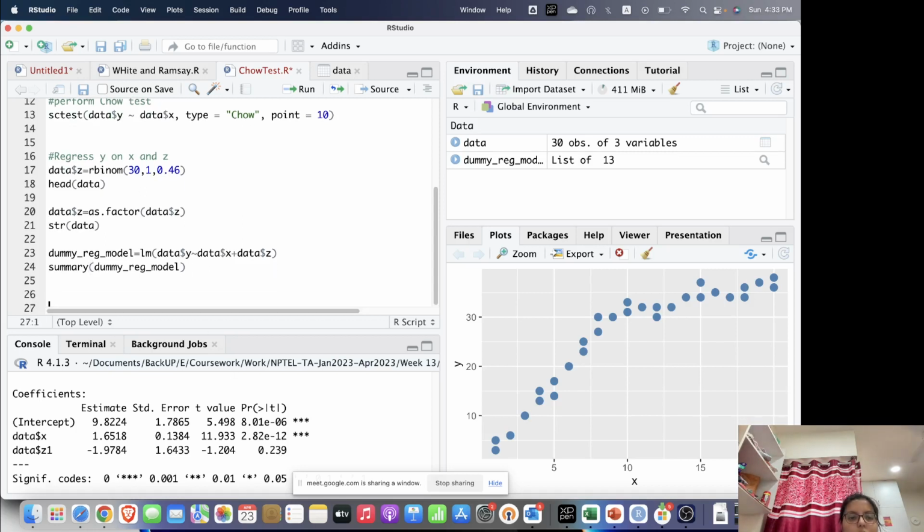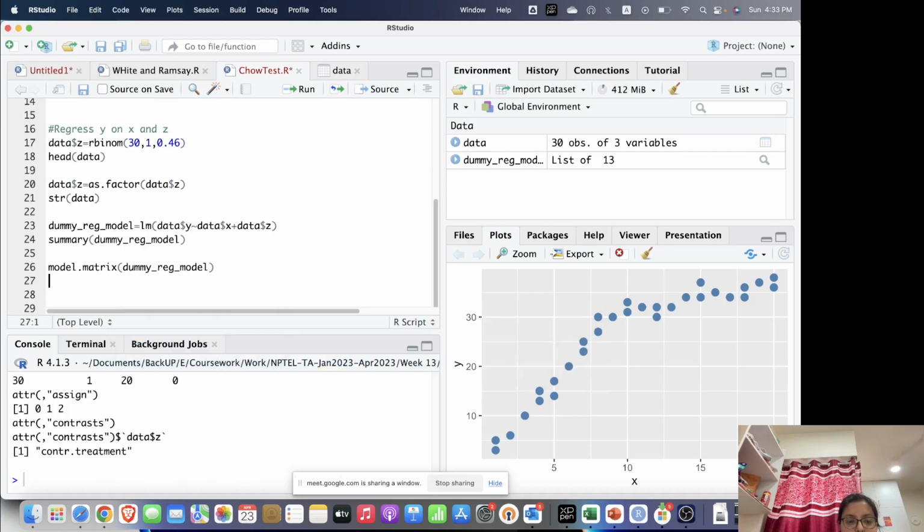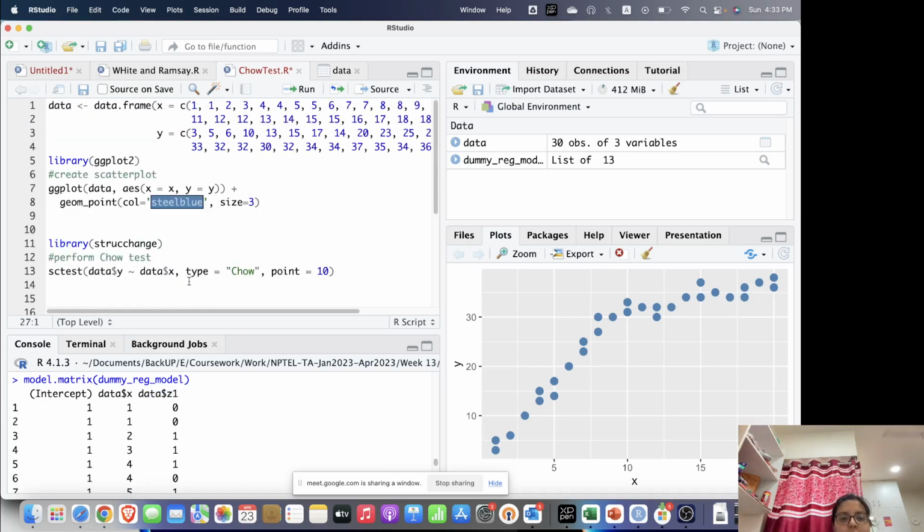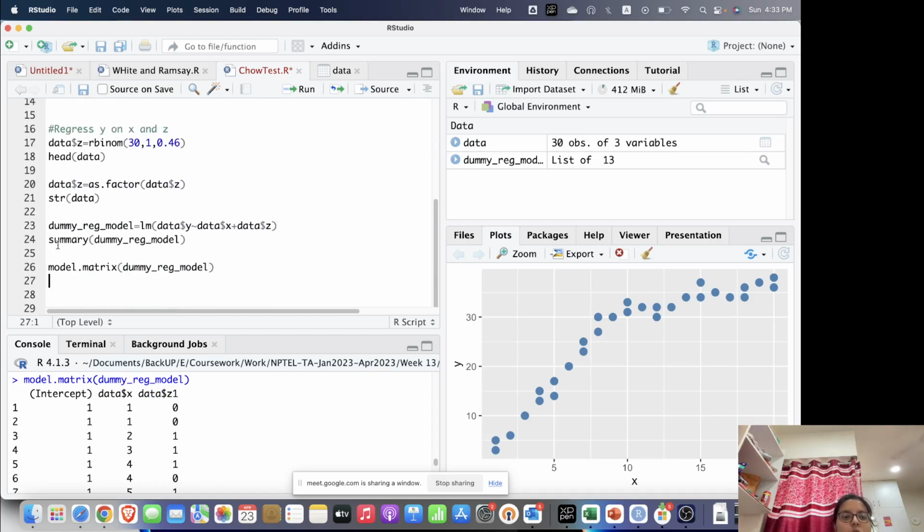If I want to look at the model matrix, I have to write model.matrix of dummy reg model. These were 2 levels, so they have included just one variable in the model. I don't think this is as clear as I would want it to be, so let me introduce another gender column.